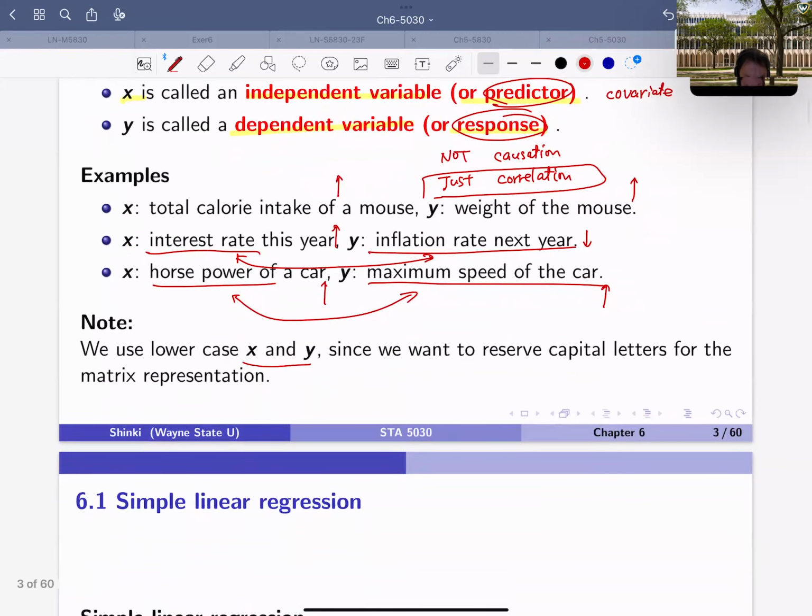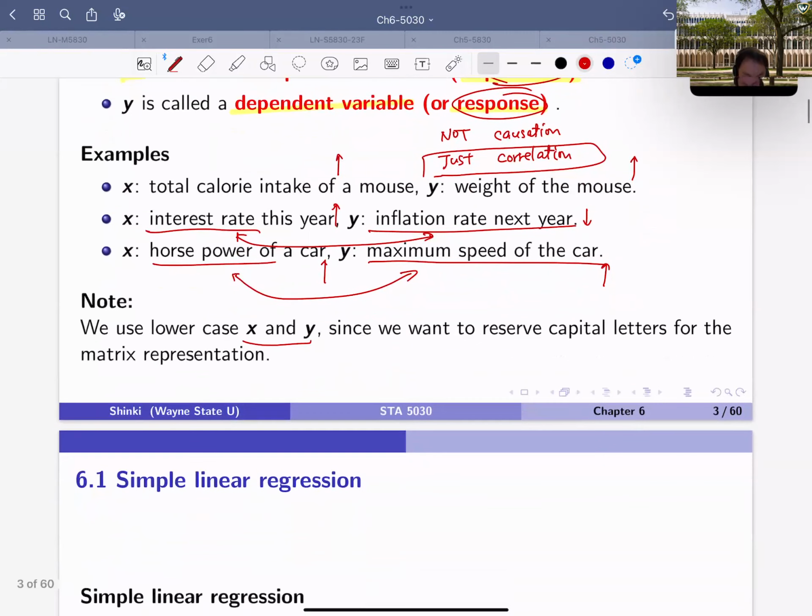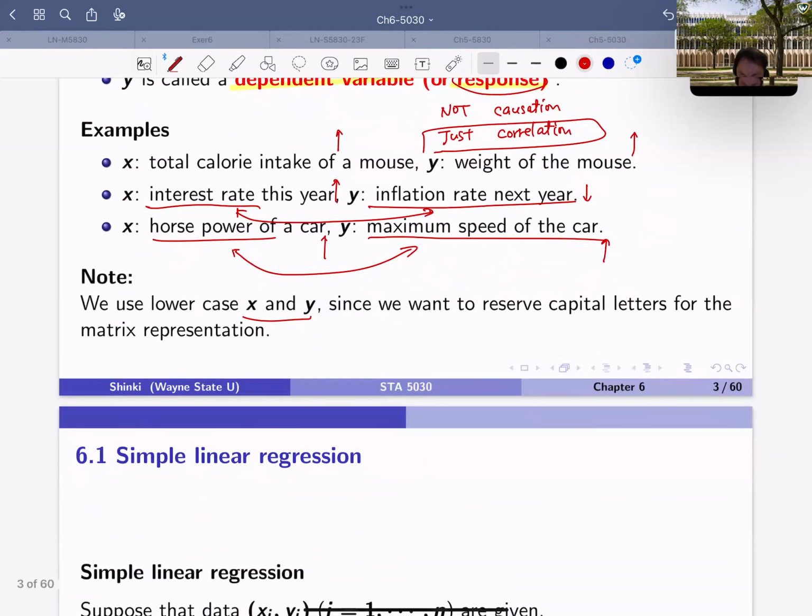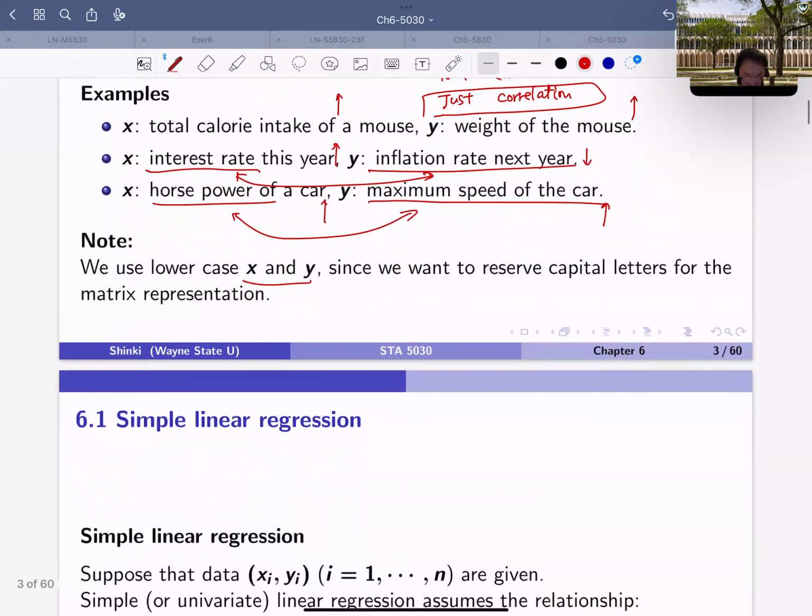And we usually use lowercase x and y, at least for this textbook, because we want to reserve capital letters for the matrix representation, which we will discuss later.